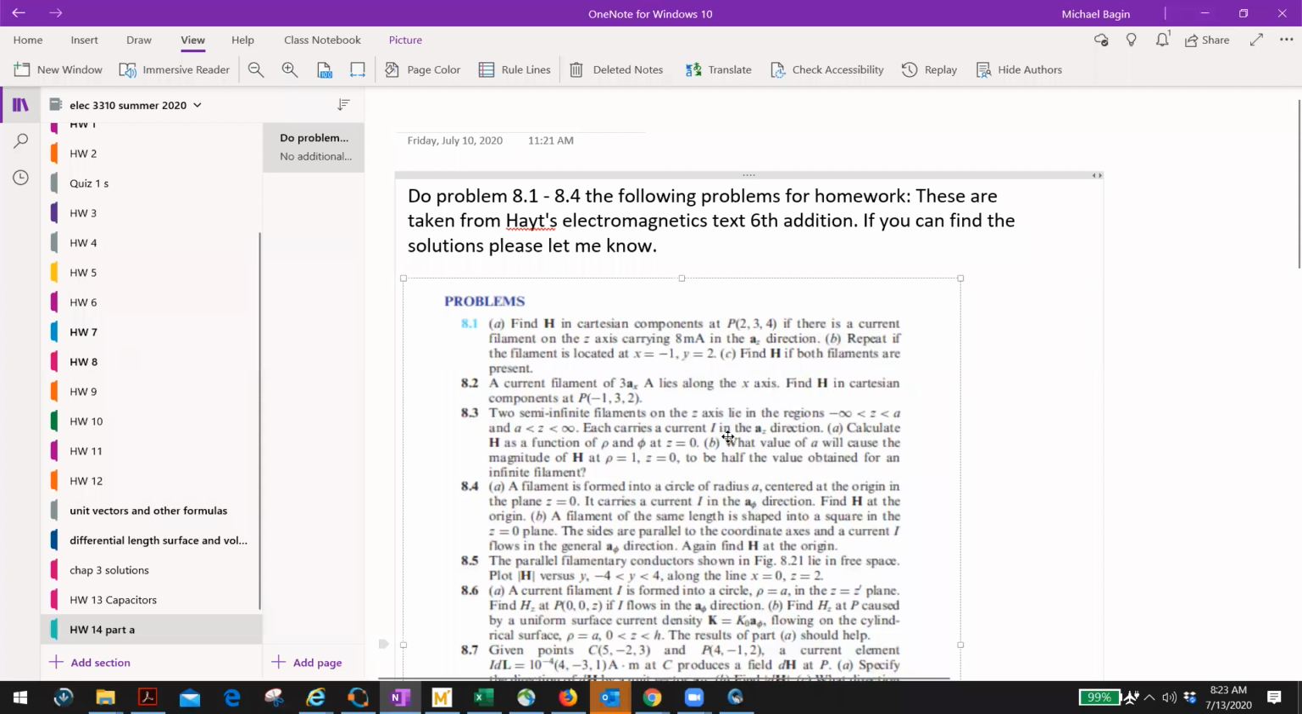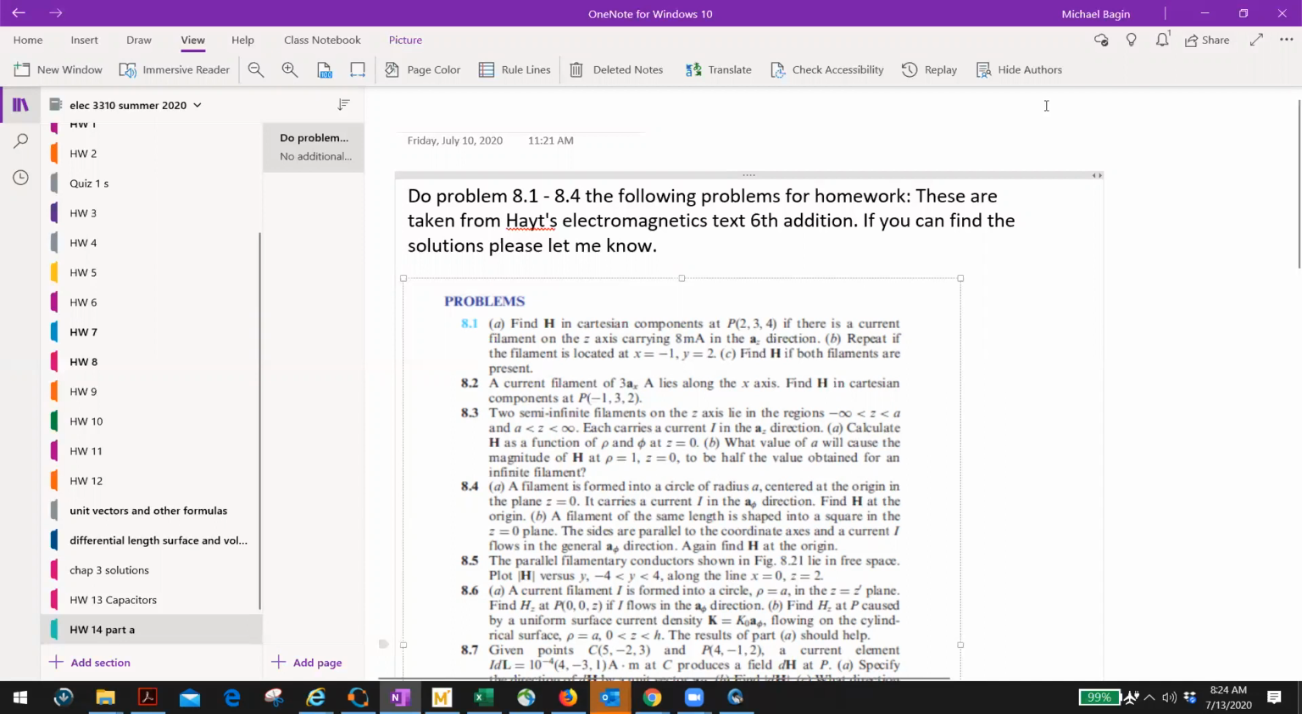When it looks here, it says two semi-infinite lie from minus infinity to a and from a to infinity. He meant to say this should be minus a. See right here? He's got plus a. Because if you go from minus infinity to a, and then from a to infinity, that's infinite. There's no gap. He meant to say minus a there. Are you with me, guys? He just messed up.